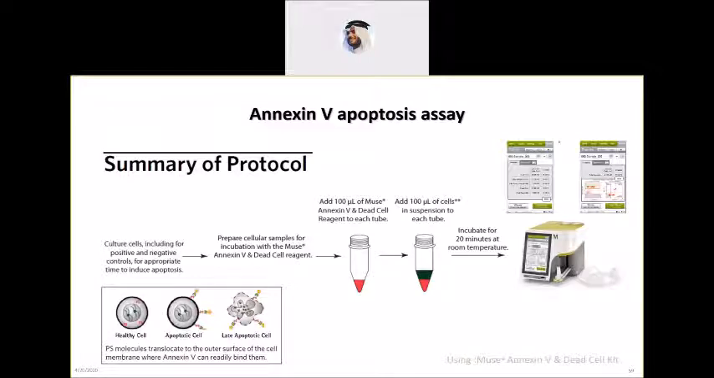To detect the apoptotic activity of our small interfering RNA and our pharmacological inhibitor, we used the annexin V assay, and we used the Muse system, which is a small flow cytometry system.